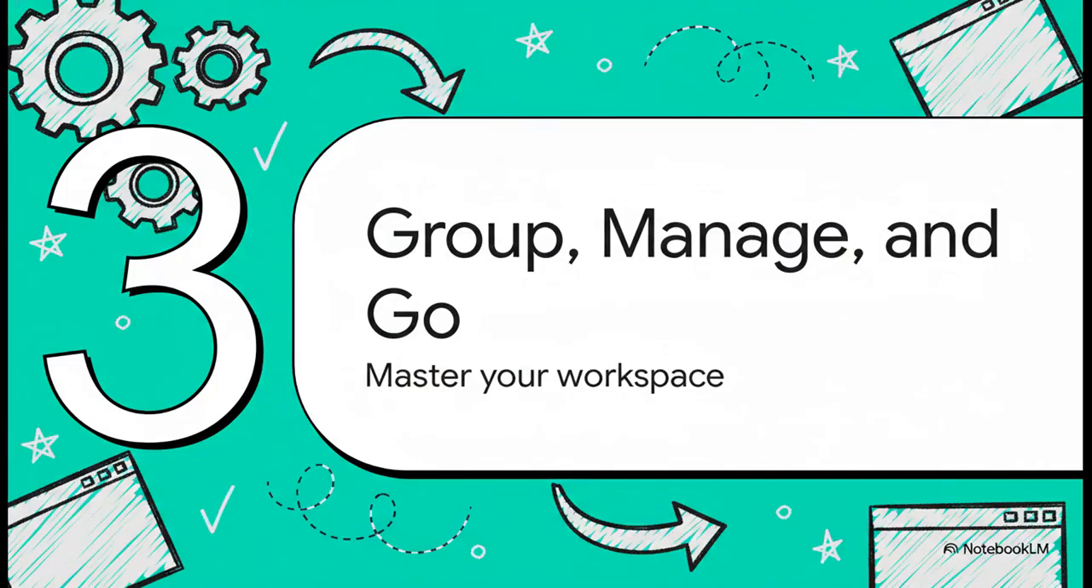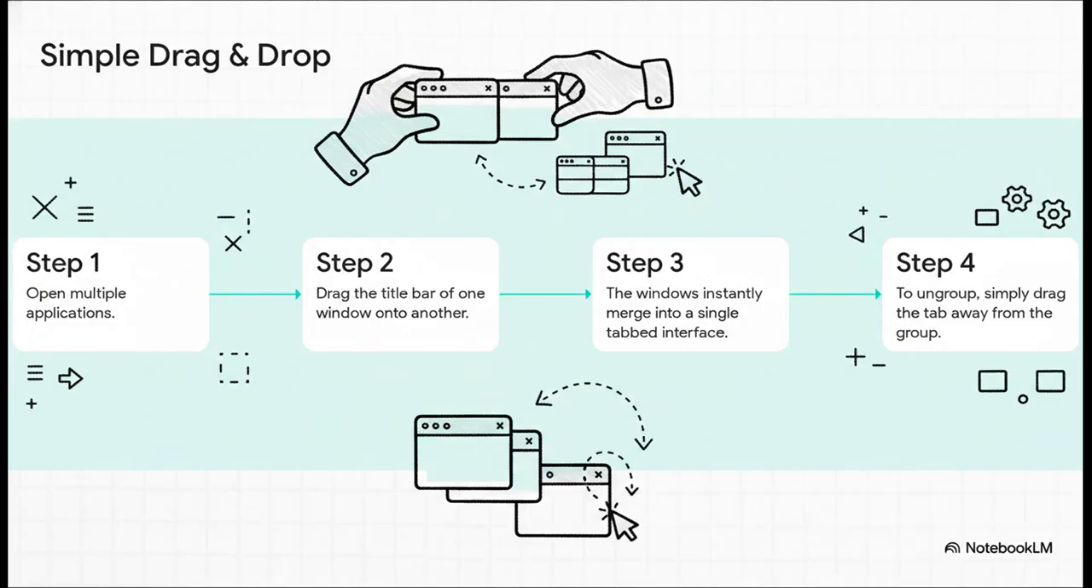Now, I know what you might be thinking. Okay, that looks cool, but it's got to be complicated to set up, right? Well, that is the absolute best part. Let's take a look at how ridiculously simple it is to actually get this going and master your workspace. It's all about a simple drag and drop. You literally just grab the title bar of one window, drag it onto another one, and boom, they instantly merge into a neat tabbed group.